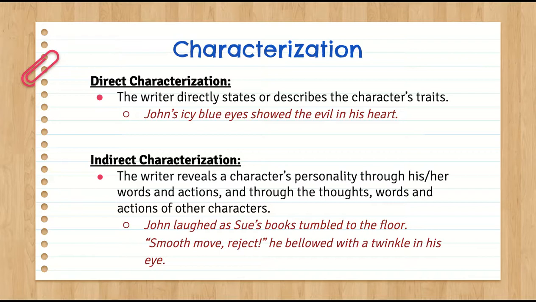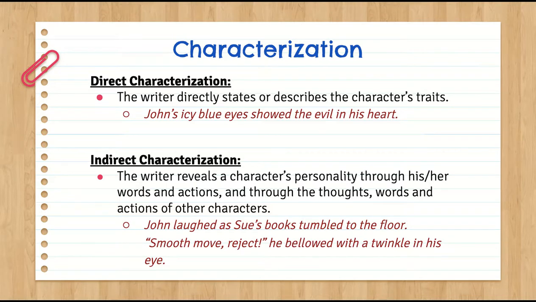So if we look at the example, John laughed as Sue's books tumbled to the floor. "Smooth move, reject," he bellowed with a twinkle in his eye. Right, now when we look at that example, we want to ask ourselves, what is it in those lines that tells me something about John? Or what is it that is describing something about him that I can make an inference about?